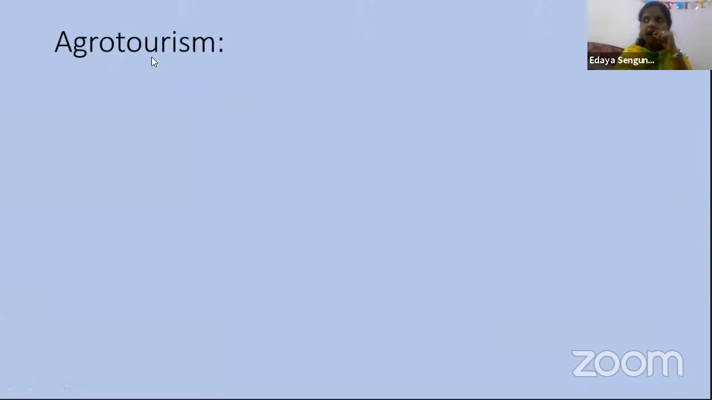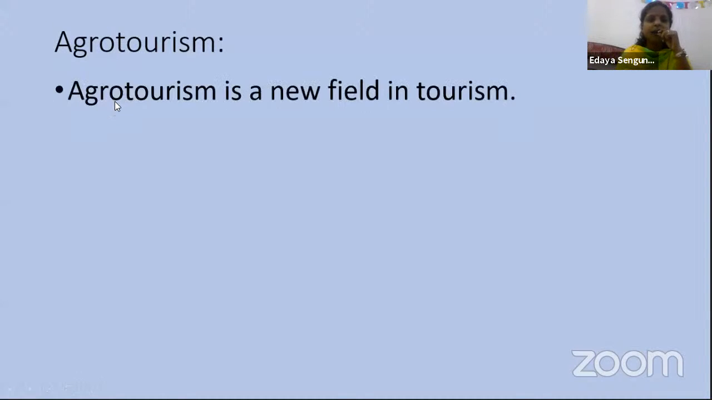It means city people who are not very close to agriculture go to villages or rural areas. They enjoy the agriculture, and this is now developed as a business. So that is known as the tourism business, that is known as agro-tourism. Now we will learn more about it. Agrotourism is a new field in tourism. It is a type of tourism.